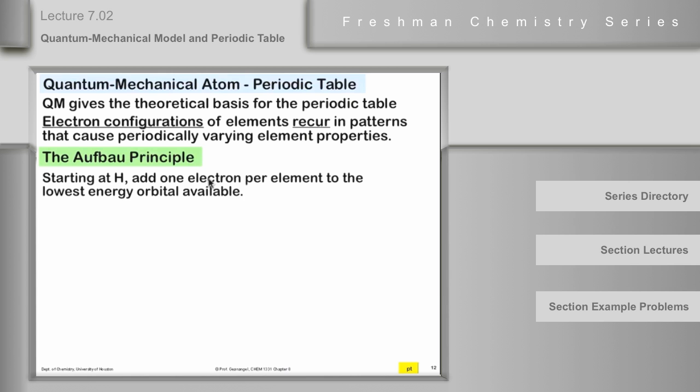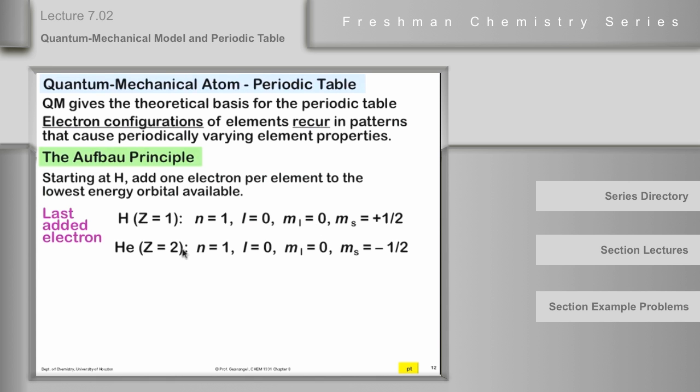We start at hydrogen. We add 1 electron per element to the lowest energy orbital available. The last added electron is the only added electron, as we saw for hydrogen. That gave us 1 electron spin up in the 1s. We saw it before. So then we would go to helium. For helium, Z is equal to 2, so there are 2 electrons. The first electron would be just the same as the electron of hydrogen, and the second electron would have opposite spin so as not to violate the Pauli exclusion principle. Okay?